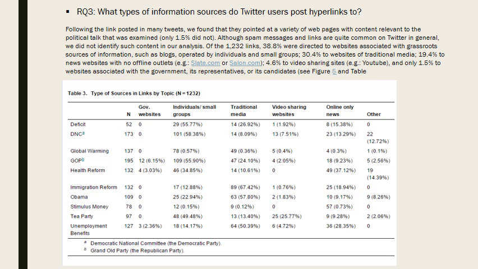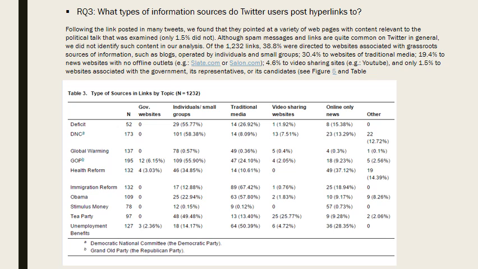So RQ3, what types of information sources do Twitter users post hyperlinks to? So let's read through this. Following the link posted in many tweets, we found that they pointed to a variety of web pages with content relevant to political talk that was examined. Only 1.5% did not. Although spam messages and links are quite common on Twitter in general, we did not identify such content in our analysis.